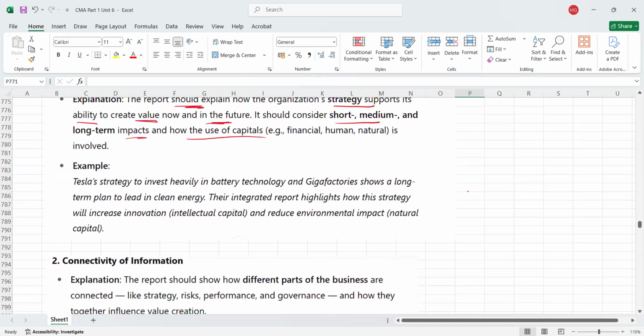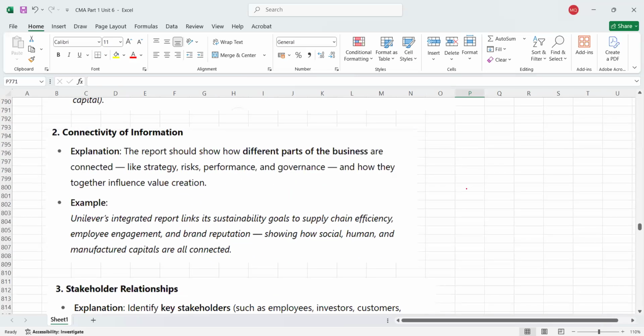As an example, it's quoted here, for example, Tesla's, because it's about strategy, how your strategy is supporting the value creation process. Tesla's strategy to invest heavily in battery technology and gigafactories shows a long term plan and lead in clean energy. This is just an example. And second guiding principle is the connectivity of information.